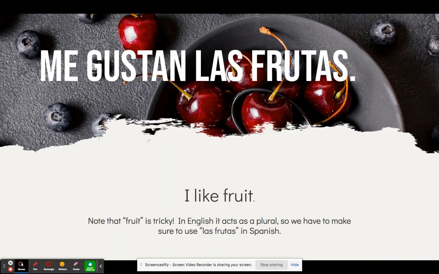Me gustan las frutas. I like fruit. Now, in English, fruit is a tricky little word that can act as singular or plural without actually changing what it looks like. So, fruit is tricky. You just have to remember if you look on this page, you see cherries and you see blueberries. So, you would say me gustan with that N there. Me gustan las frutas. Excelente. Me gustan las frutas.